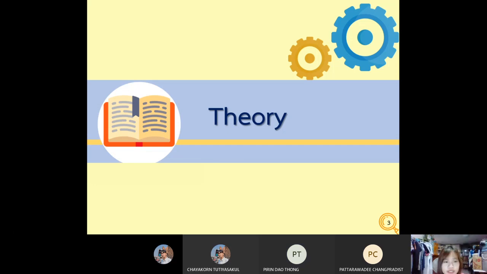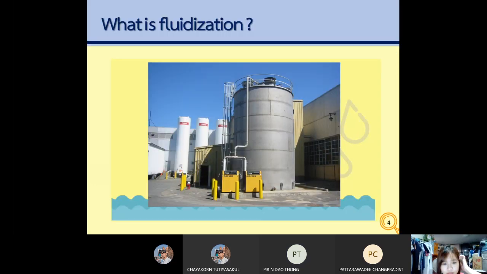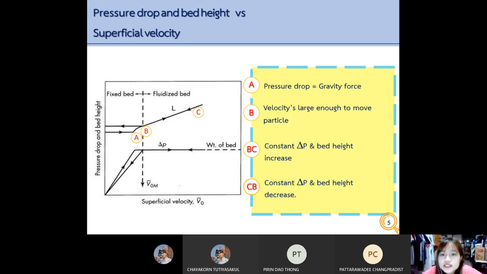Next, theory of fluidization. Fluidization is a condition when the fluid passes above the solid particle bed with suitable velocity to make the particles behave like a suspension. This slide shows the relation between superficial velocity versus pressure drop and bed height.